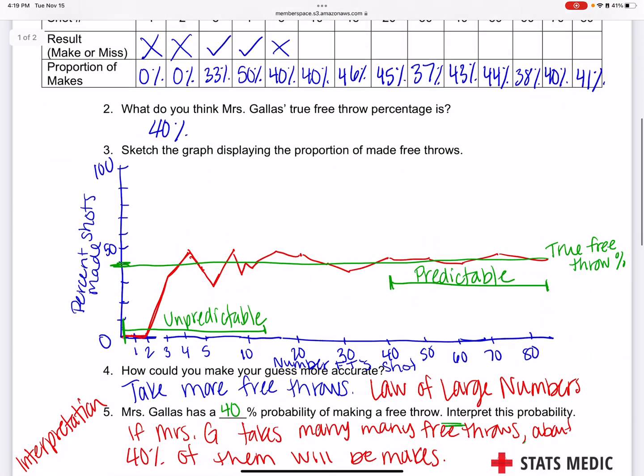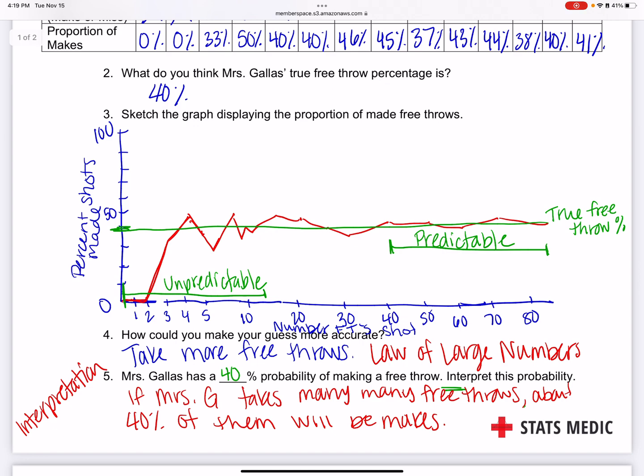All right, so number 4 says, how could you make your guess more accurate? More free throws. And that is called the law of large numbers. I'll give you the formal definition of law of large numbers in just a bit. So this is the interpretation. If Mrs. Gallus takes many, many free throws, about 40% of them will be makes.